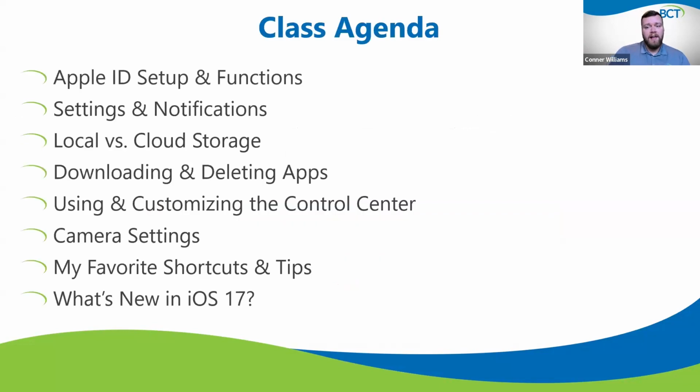We're going to talk about your Apple ID, setting that up and the functions of what it's for. We're going to go over some important settings and notification settings as well. We're going to talk a little bit about local storage on your phone versus cloud storage and what that means. We're going to talk about downloading and deleting apps from your phone, using and customizing the control center, one of my favorite ways to use shortcuts. We're going to go over some camera settings, different modes that you can use and filters and things like that. I'm going to give you a couple of my favorite shortcuts and tips, and then again, talk quickly at the end about what's new in iOS 17, the latest software version for the iPhone.